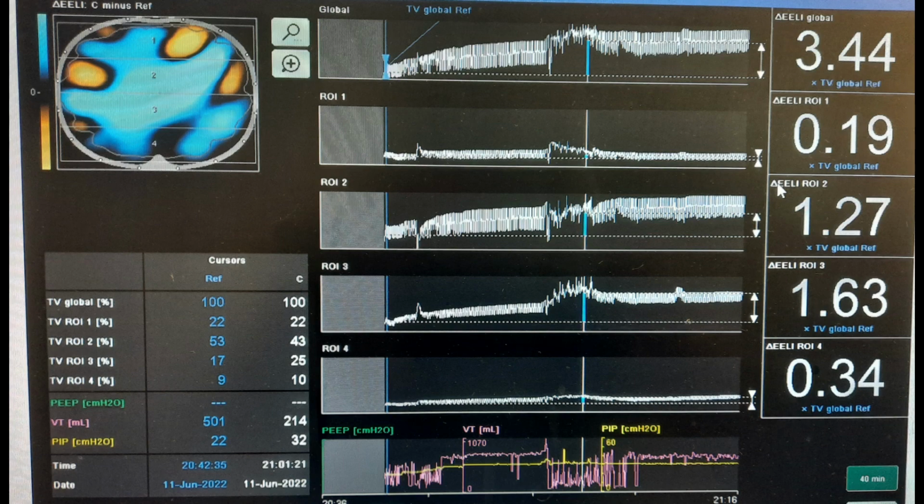If we were losing functional residual capacity anywhere, we would see this in orange, as well as they would correlate with negative impedance values. So blue is gain in distribution of volume, and orange is loss on this diagnostic panel.